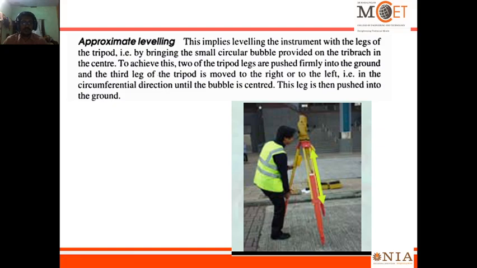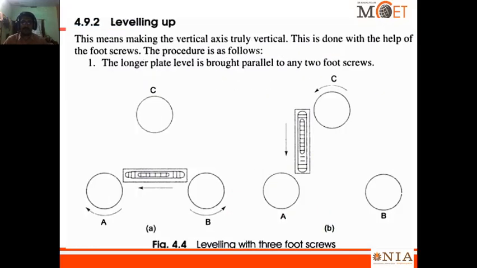To achieve this, two of the tripod legs are pushed firmly into the ground and the third leg of the tripod is moved to the right or the left in circumferential direction until the bubble is centered. This leg is then pushed into the ground, right? This is approximate leveling. But the precise leveling we have already explained in the dumpy level.